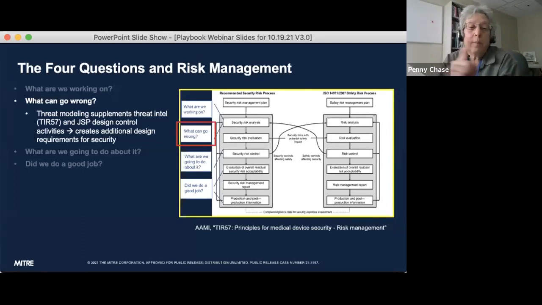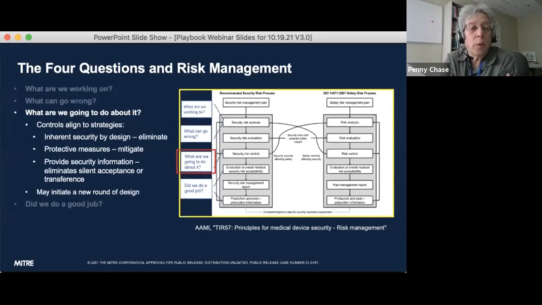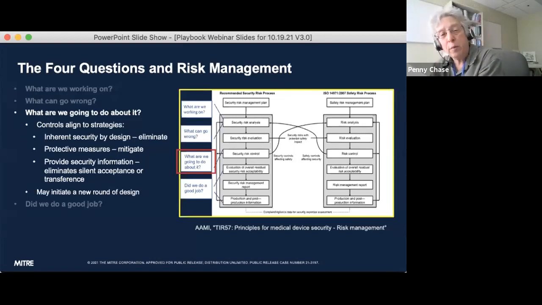And next slide. So what are we going to do about it? You end up implementing security or potentially safety controls. And the diagram really shows the interaction between these. Once you have created a control to mitigate or eliminate a risk, you then have to go back and determine if that might introduce a safety risk, or an additional security risk. So again, this is an iterative process.